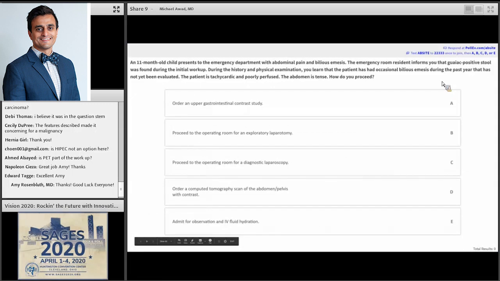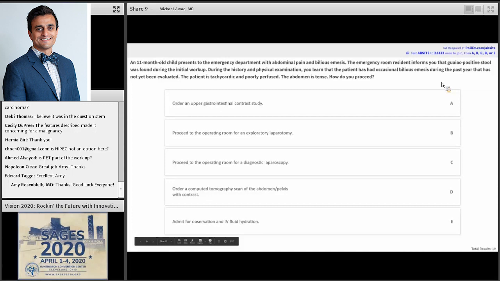So this next question, an 11-month-old child presents to the emergency department with abdominal pain and bilious emesis. The emergency room resident informs you that guaiac-positive stool was found during the initial workup. During the history and physical, you learn that the patient has had occasional bilious emesis during the past year that has not yet been evaluated. The patient is tachycardic and poorly perfused. The abdomen is tense. How do you proceed?